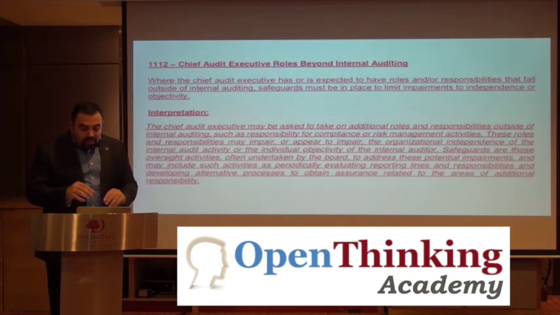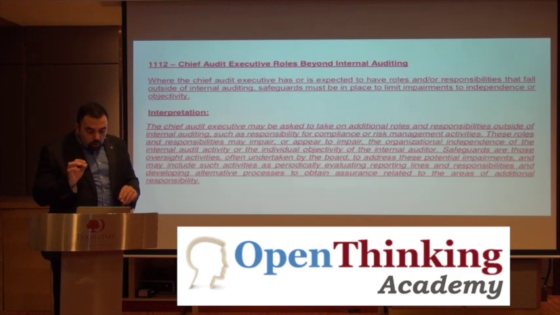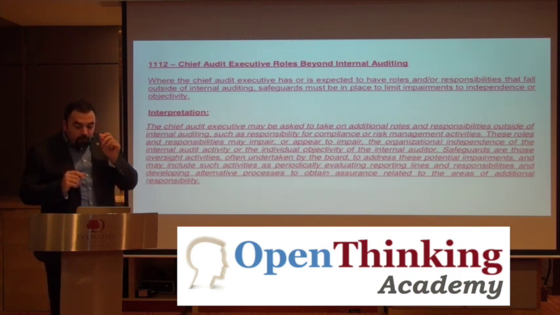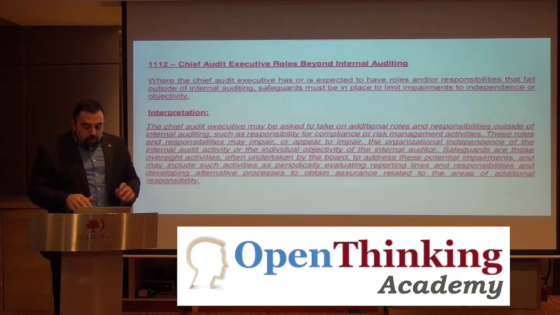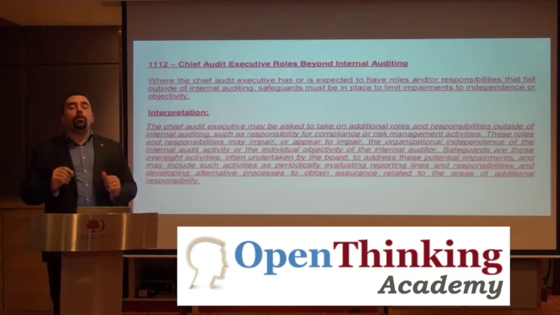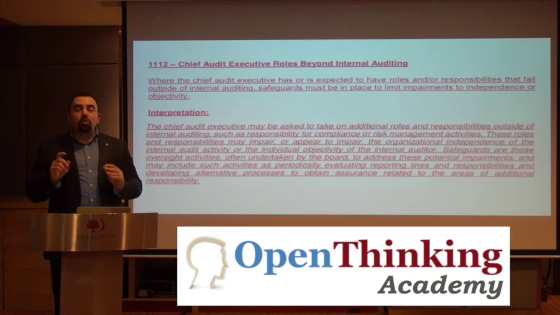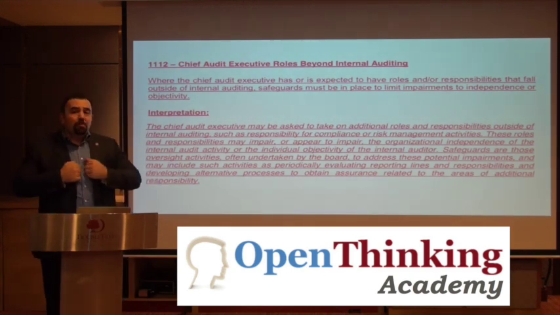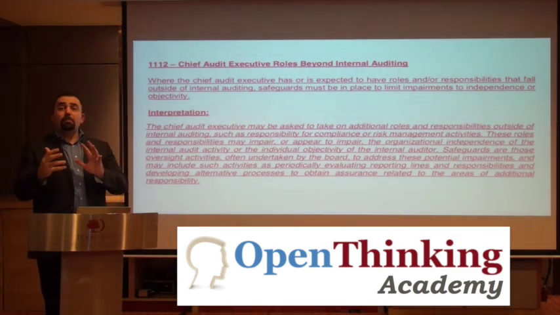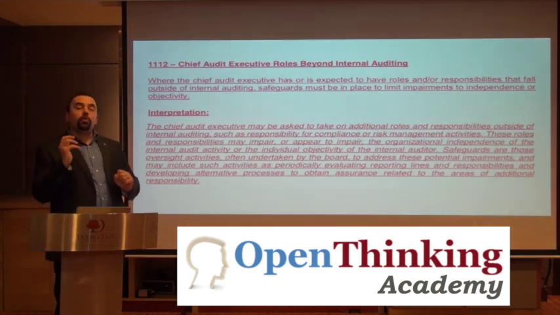So look what they say. They say safeguards are those oversight activities often undertaken by the board of directors to address these potential impairments, and may include such activities as periodically evaluating reporting lines and responsibilities, and developing alternative processes to obtain assurance related to the areas of additional responsibility. If you have additional responsibility, we need to understand who you are reporting to. What kind of activity are you doing? Are you still performing your independent and objective role inside the organization? Or are you helping management in doing the actual implementation, so actually you are reporting to management, not the board anymore, and you can't audit that function.